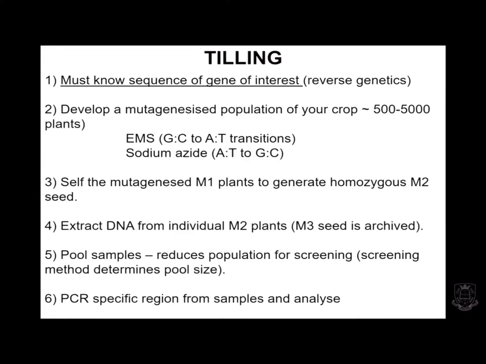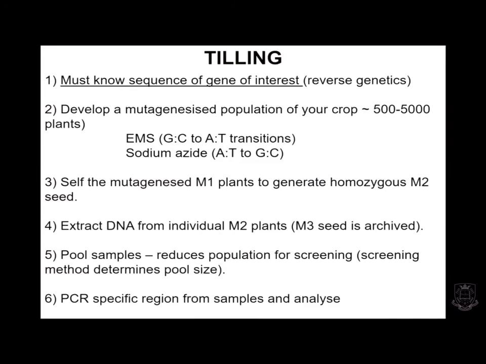But just to take you through how you do this. So how are you going to identify mutants? So you're going to use a mutagen, EMS or sodium azide. So this is just saying that EMS generally causes GC to AT transitions. So often, if you think about the context there, you can often get stop codons associated with EMS. And sodium azide, AT to GC transitions.